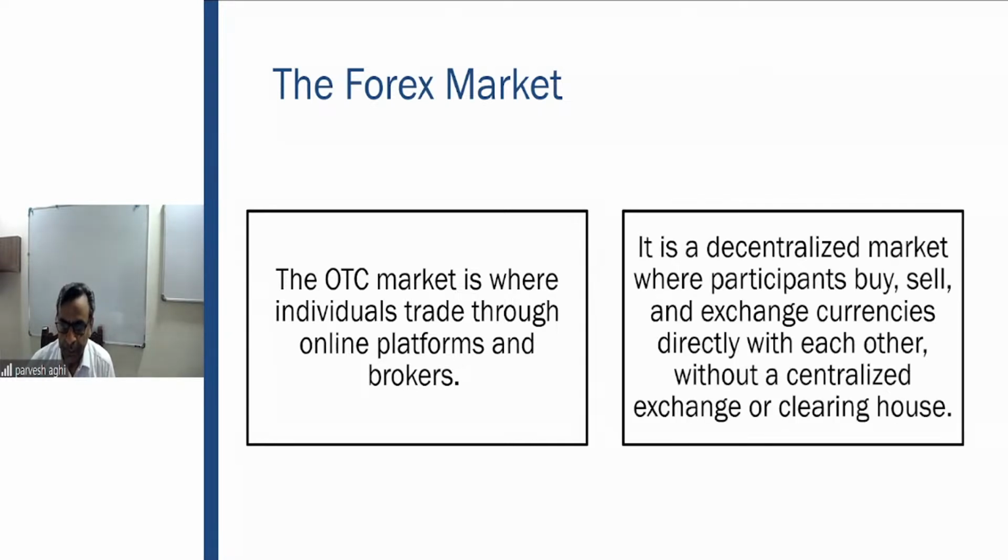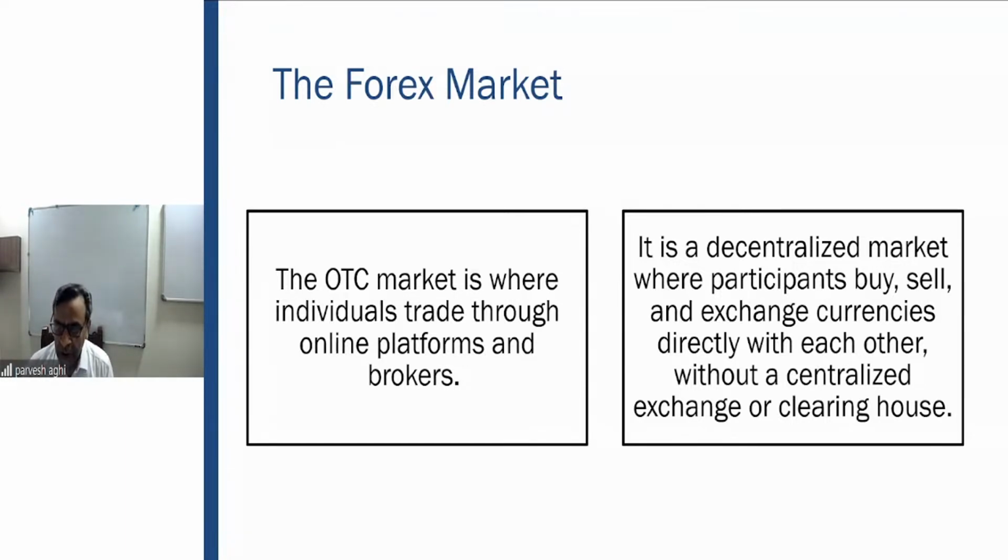So they go to the OTC market. It's a decentralized market where participants buy, sell, and exchange currencies directly with each other with the help of an online platform. They are doing it directly without any centralized exchange or clearinghouse. So they don't require any centralized agency like a stock exchange or a clearinghouse. So they are doing it online.